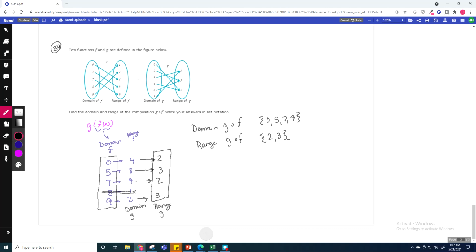And that is domain of composite functions. I find it easier to rewrite them, but it's really just following that path of saying which ones can I start with that will get me all the way to an answer, and what are those answers, and that's the range.